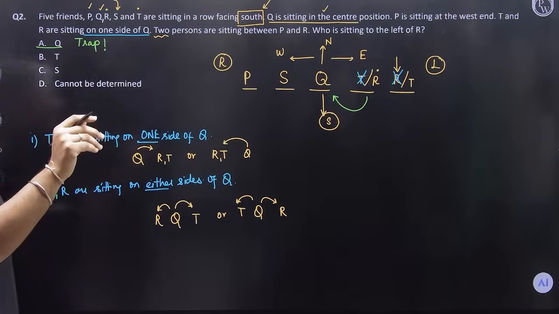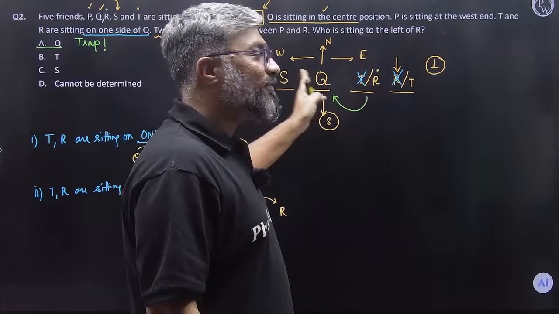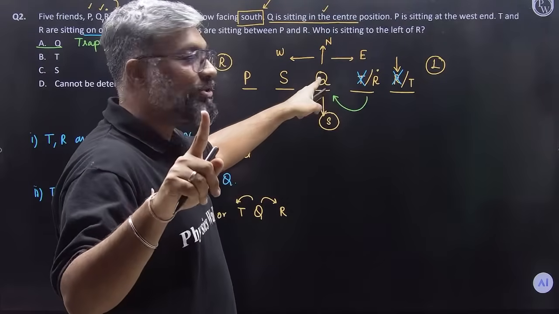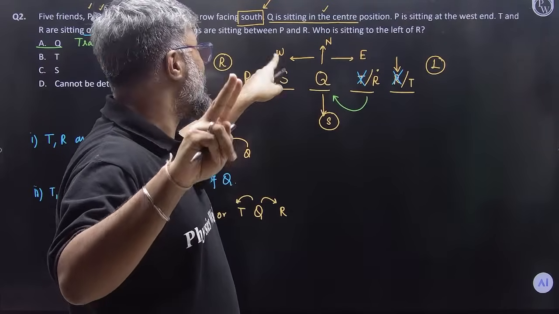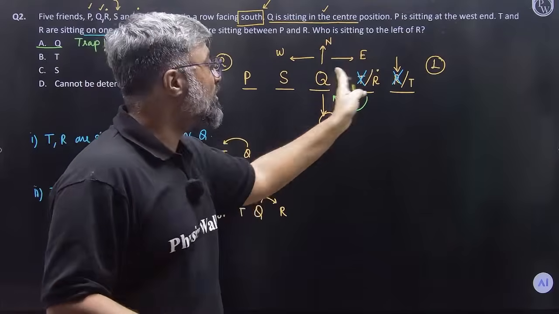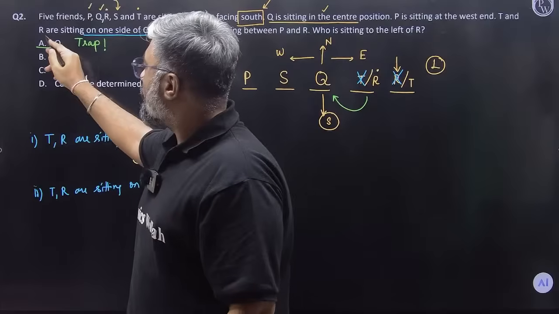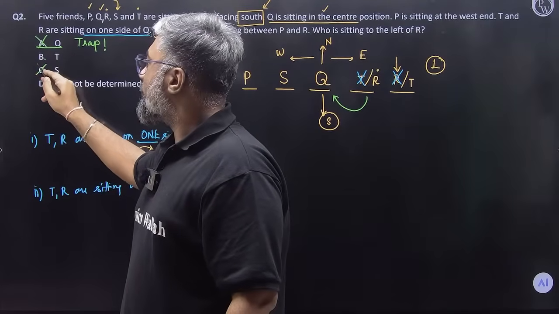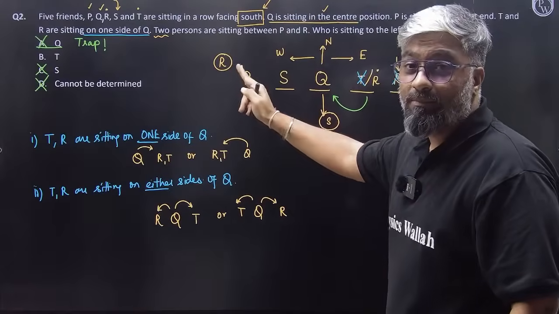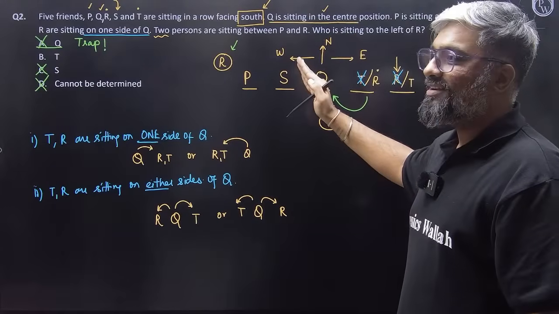Why? Even if you consider this to be left of R, it is not just Q. Q is also on the left of R, S is also on the left of R, P is also on the left of R. All three guys would be on the left if you assume the wrong direction also. But that is eventually wrong. Q is wrong, S will also be wrong, cannot be determined will also be wrong, because Q, S and P are to the right side of R. Does this work?